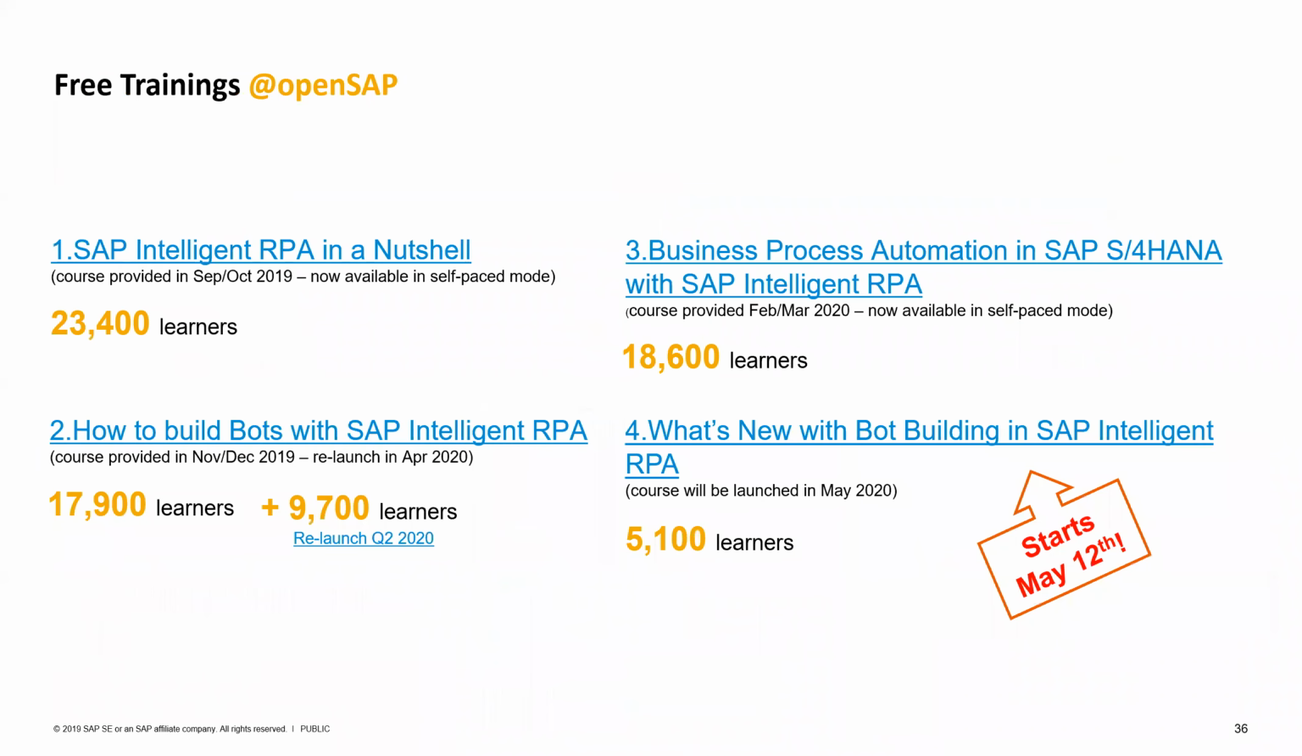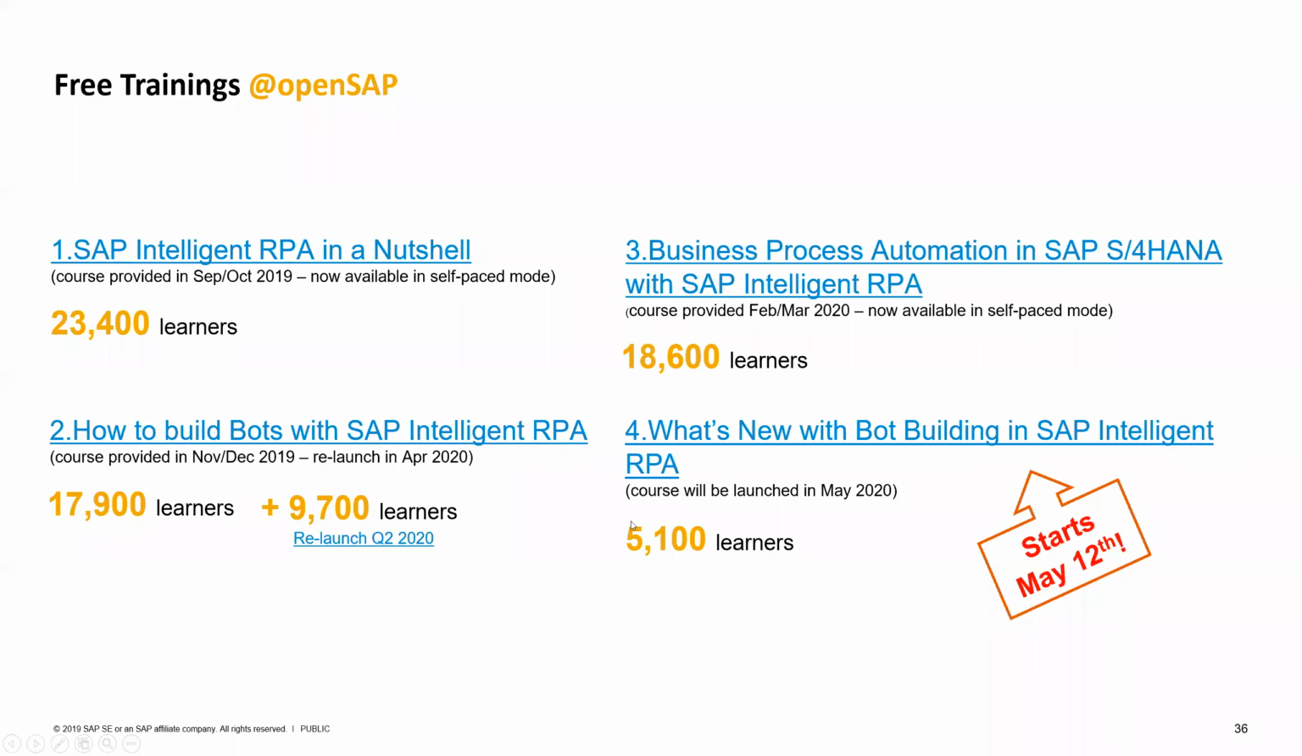We have done a few free courses on the openSAP platform. The first one launched last year was SAP Intelligent RPA in a nutshell. We have had more than 23,000 learners here. The second was a more technical one about how to build bots with our product. The first run of that course had more than 17,000 learners, and it has been relaunched this year. It's actually open, and we have more than 9,000 learners enrolled.